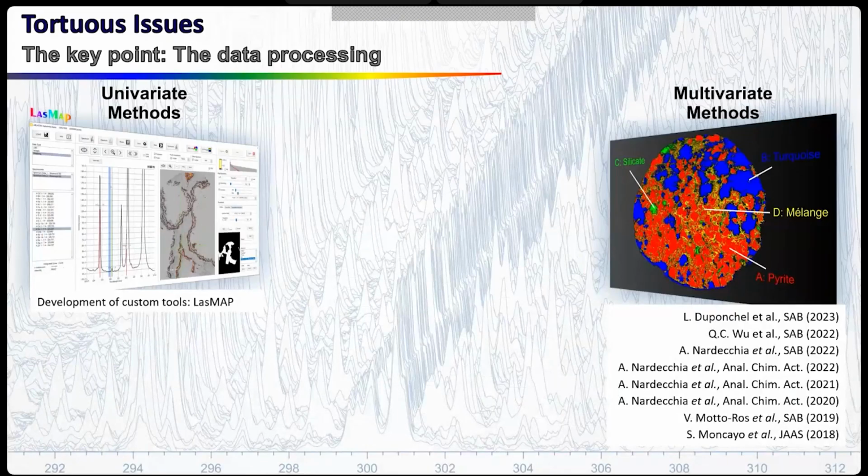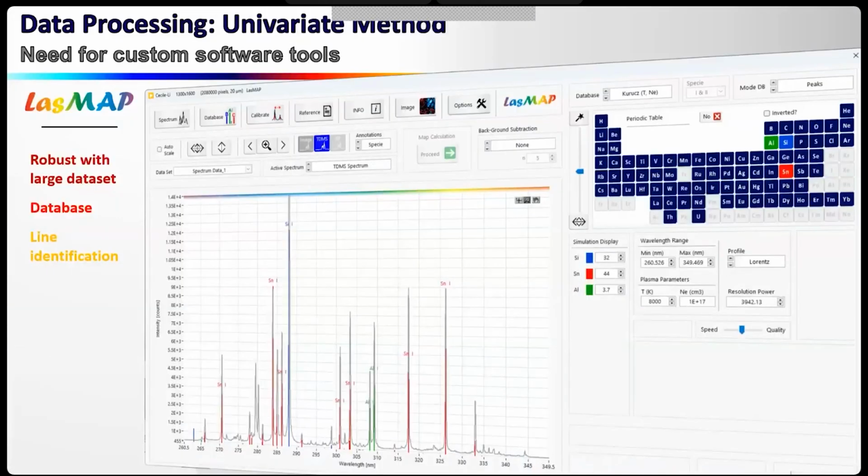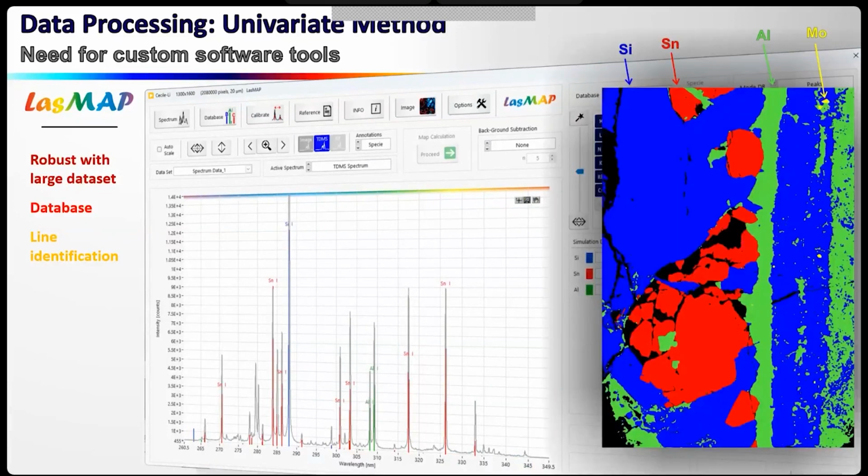So if I go back to my expertise, that is spectroscopy, we have developed a software to process this data. And this software is called LASMAP. So the first step is you take all the spectra of your data set and you make the average spectra. From this average spectra, you identify the lines and say, okay, here we have some tin, aluminum, silicon, and so on. And we create the first image. And from this first image, we can create some masks.